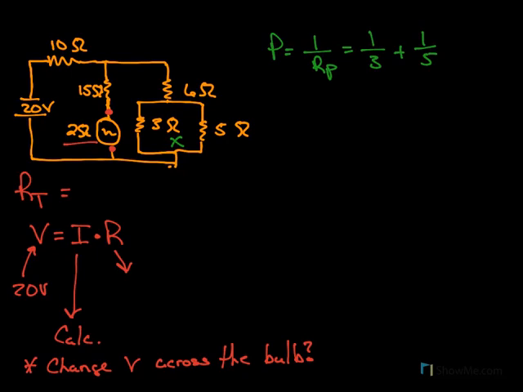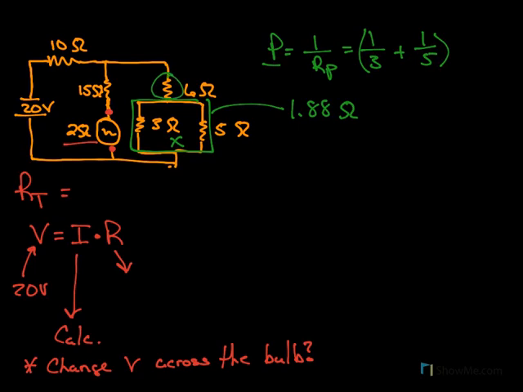Now, one thing that we didn't do well the other night is we're going to solve it this way. We're going to solve this part and then plug that value in and take the inverse of it to get the total resistance for this part of the parallel. So if I take 1 over 3 plus 1 over 5 and I take the inverse of that, I get, for this part right here, 1.88 ohms.